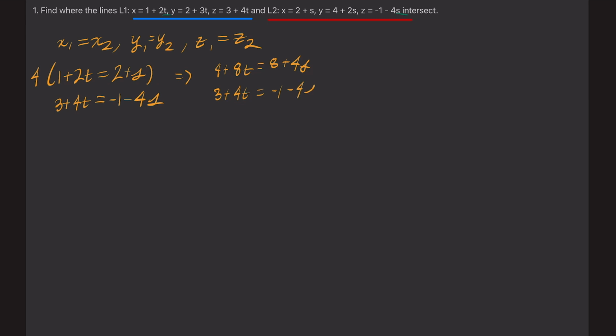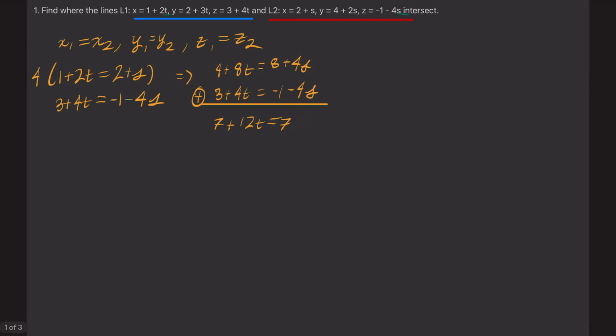And if I add these two equations together, then that results in 7 plus 12t equals 7 minus 0s. 4 minus 4, that's 0. So if we solve further for t by subtracting 7 from both sides, we're left with 12t equals 0, therefore t equals 0.